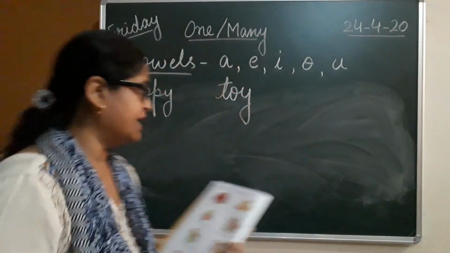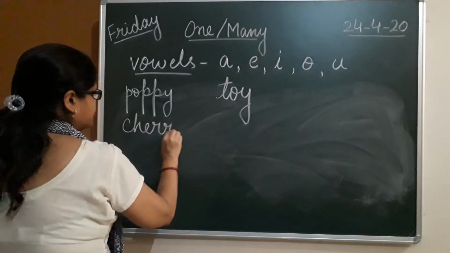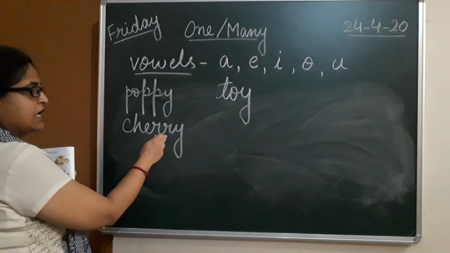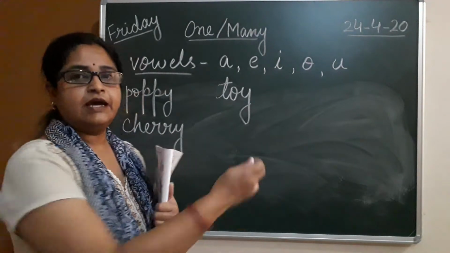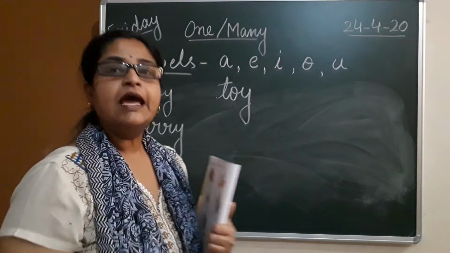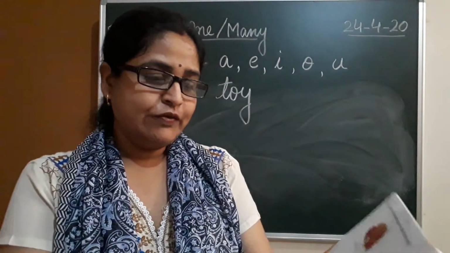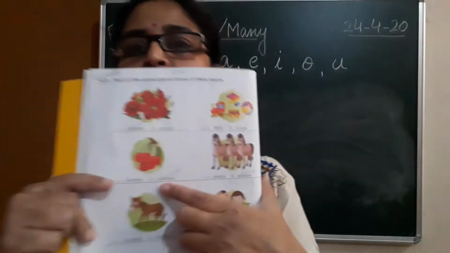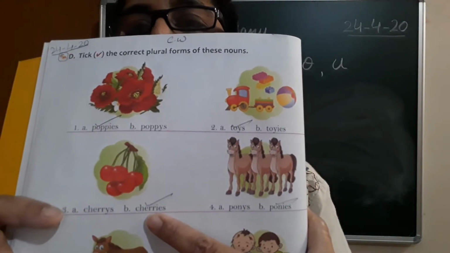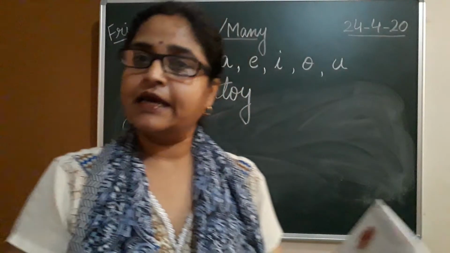Now the third one is, the word is cherry. Now children, the word is ending with Y, but before Y there is a consonant. So here you will remove this Y and put IES to make the word plural. So the second option is the correct one, where it is written CHERRIES. That is the correct one.